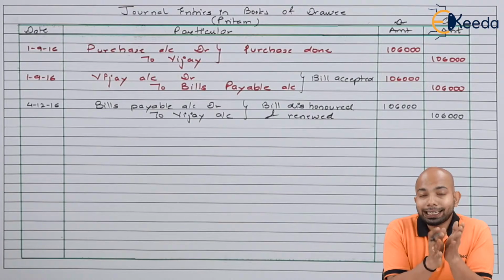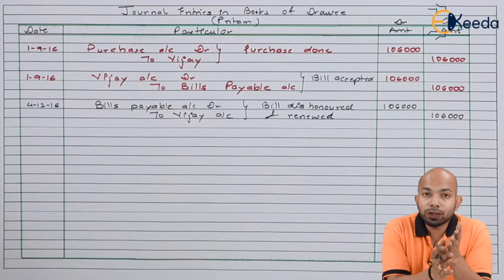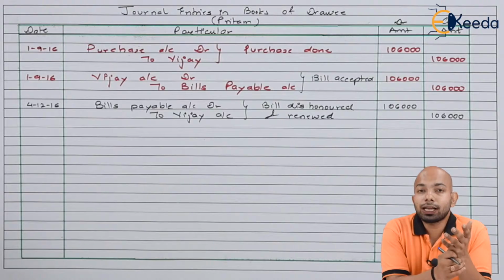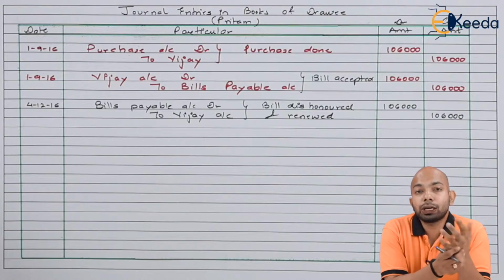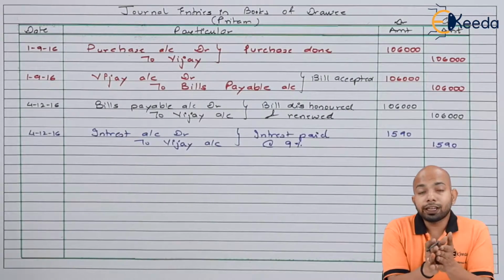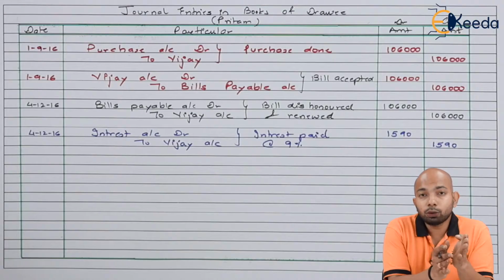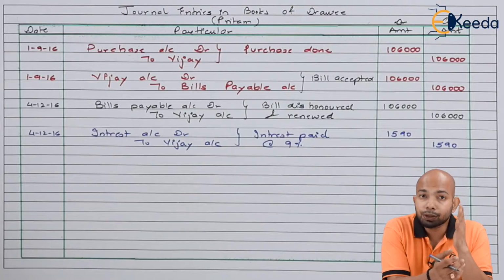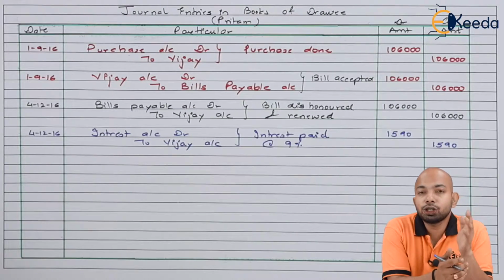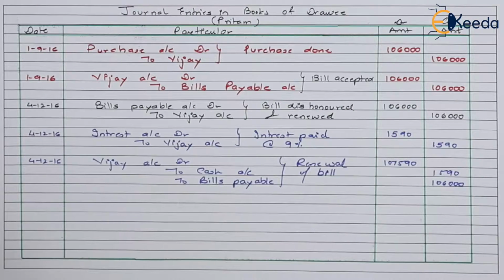On the same day, we paid interest because the renewal request had a condition that the interest amount has to be paid. So interest is an expense for us as Preetham and cash is going out. So interest to cash. So 1590 interest is paid off and interest account will be debited. However, instead of cash, you will be mentioning Vijay here because the name of the person is mentioned. In case it is not mentioned, then you can mention cash or bank account. So on 4th of December, again the new bill was prepared. So Vijay account debit to cash account in the form of interest that has gone and to bills payable for the new bill that is due.